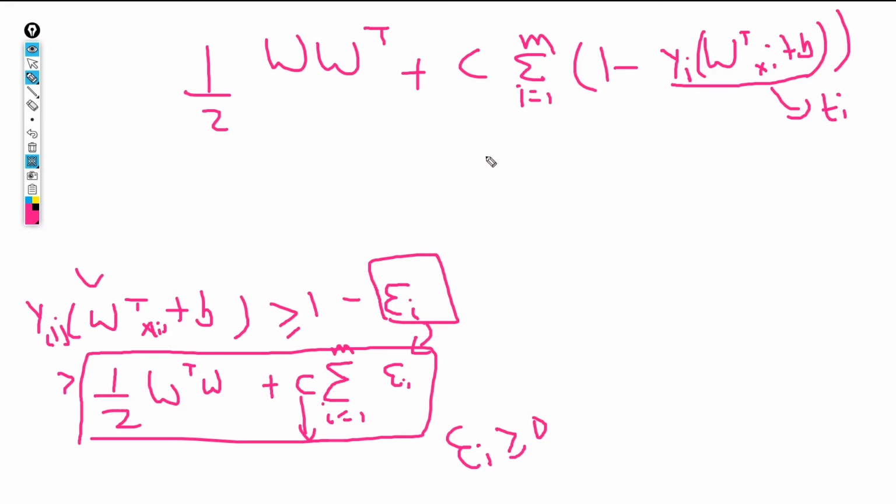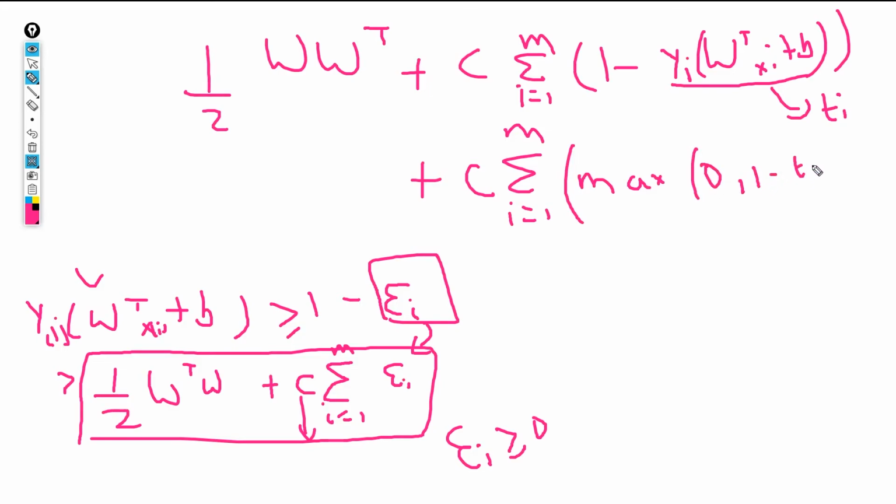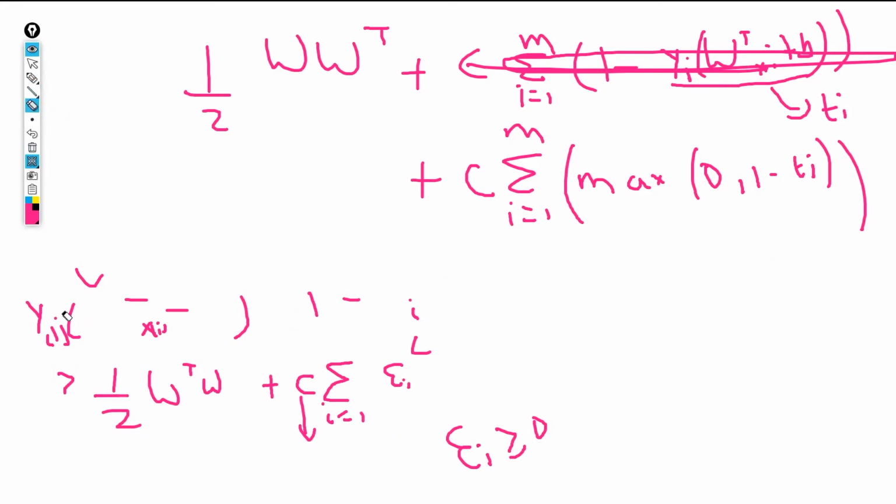So what I'm going to do is say we have to take the biggest error. So c sigma i equal to 1 to m, and what I am going to say is the maximum of 0 and 1 minus ti. So instead of taking this part, we are taking this part. Let me explain this once more, what is happening here.